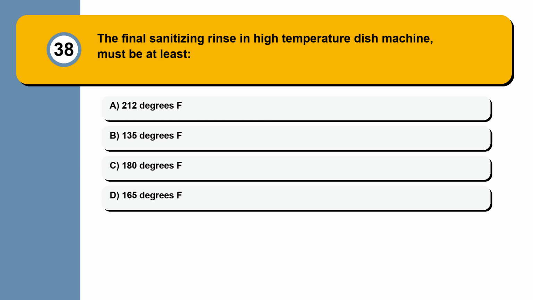Question 38. The final sanitizing rinse in a high temperature dish machine must be at least 212 degrees Fahrenheit, 135 degrees Fahrenheit, 180 degrees Fahrenheit, 165 degrees Fahrenheit.